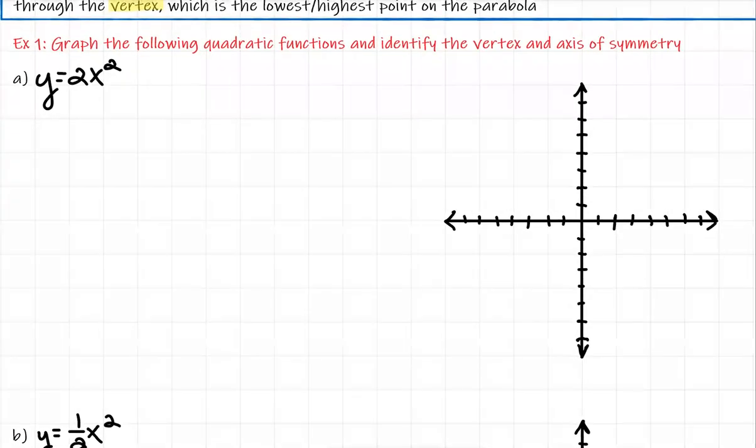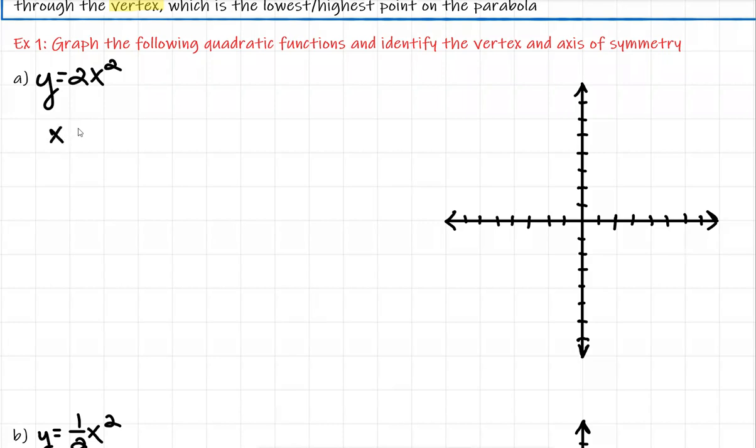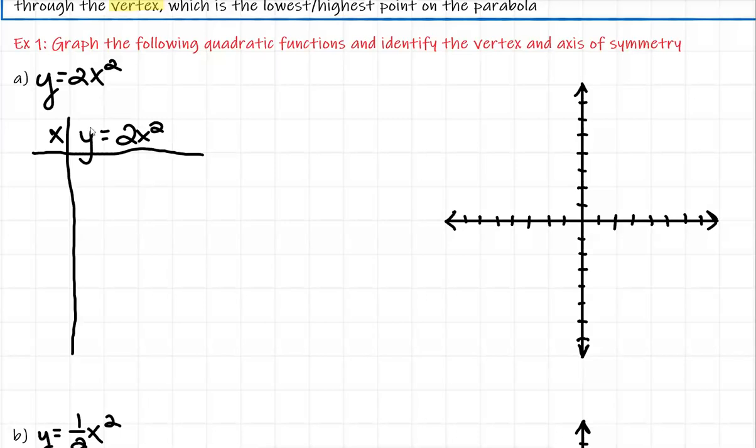Okay, so we're going to graph the following quadratic functions and identify the axis of symmetry. For now, we still only know how to graph these using our table of values. Let's just do that, okay? So x, sorry for my not really straight lines, and then y is equal to 2x squared. And I'm going to use a different color to show our y values.